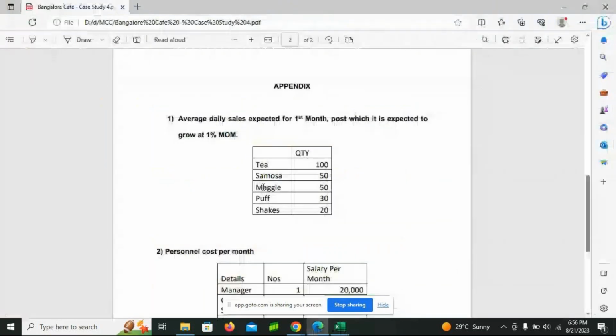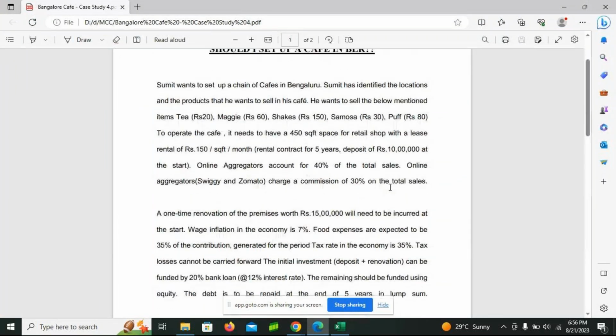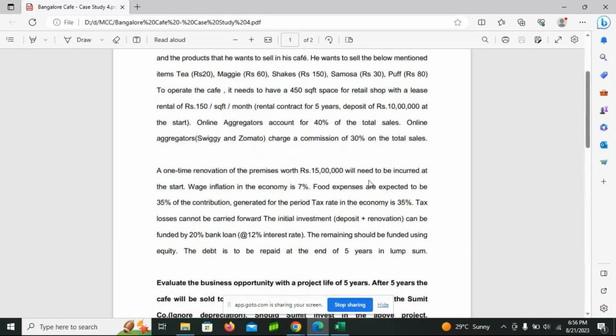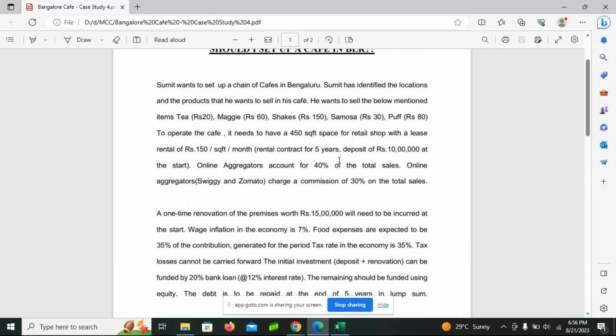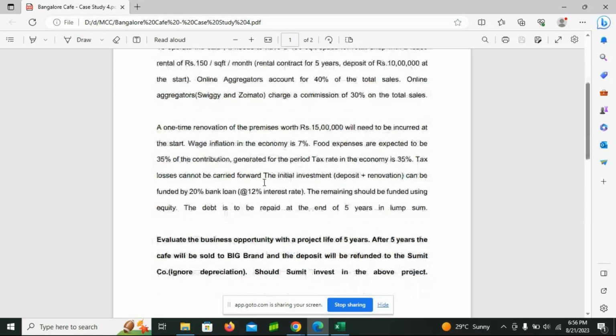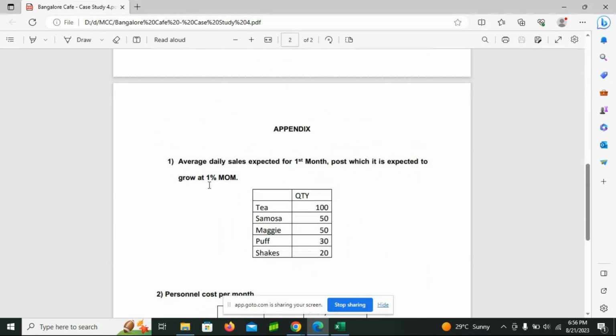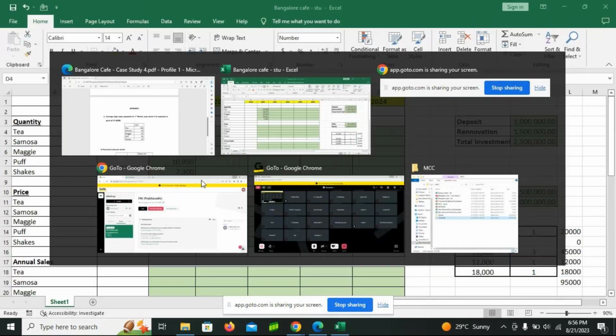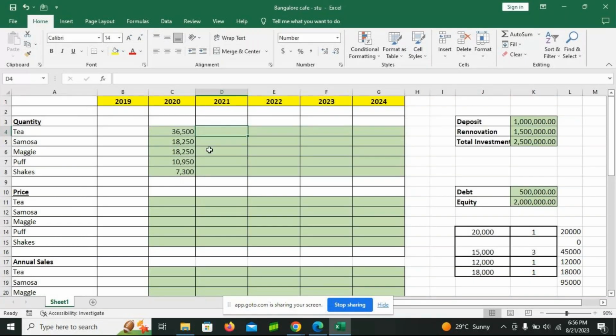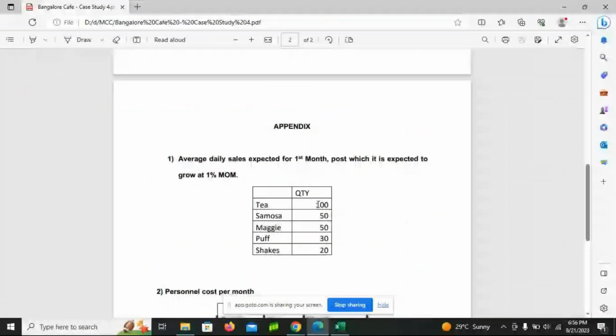And here, is there any inflation they have said? A 1% growth is expected. The average daily sales expected for the first month is to grow month on month, so we are going to increase this by 1%. Any questions?